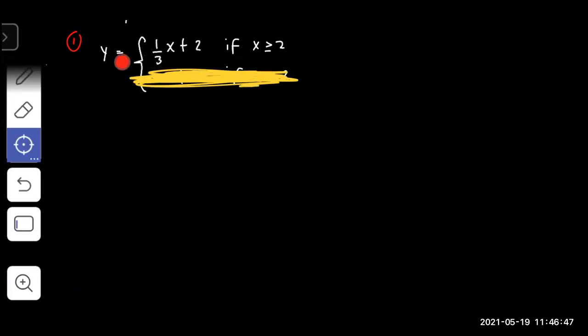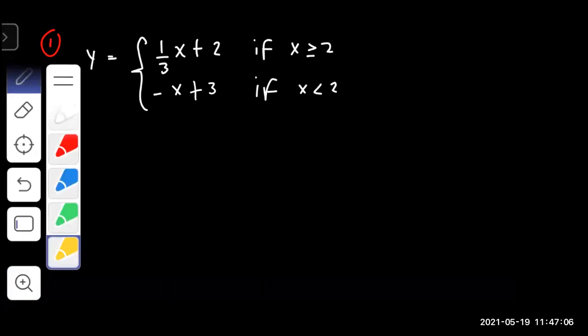Can you graph this? Y equals 1/3 of x plus 2. Yes, you can graph that perfectly. Let's graph it. Again, we're going to focus on the first equation. Forget about the second one. I'm going to call this the first equation. I'm going to work with the first equation.